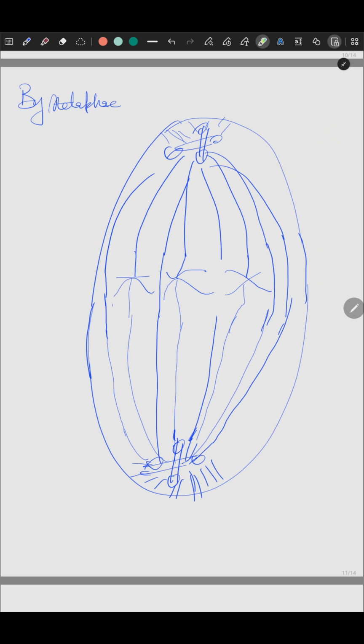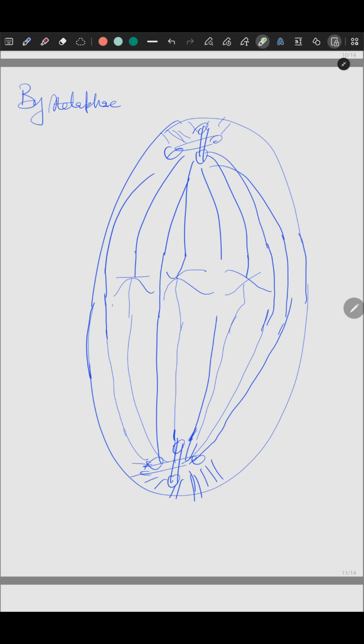Okay, moreover we can see the non-kinetochore microtubules. You can see in this microtubule, they are connected but they do not have a kinetochore. They are connected with each other but they don't have a kinetochore. They are overlapping with each other towards the poles. Okay, they help in stabilizing the shape of the spindle.